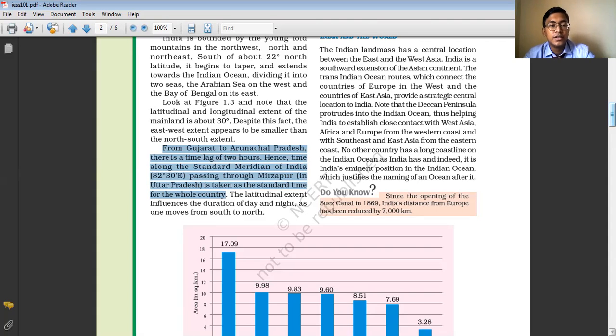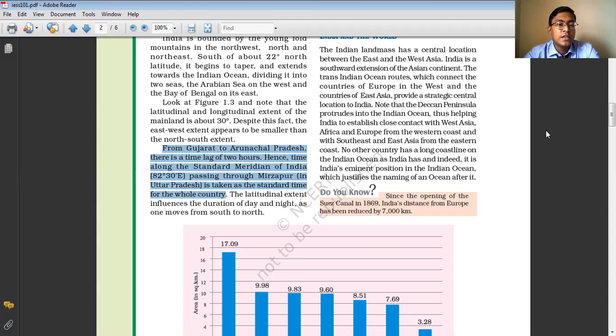And how does it happen actually? It happens because every country has its own standard time, and this standard time is determined according to the standard meridian. In our country, 82 degree 30 minute east longitude has been selected as the standard meridian. As we have only one standard meridian, we have only one standard time, and this is the reason that throughout our country the watches show the same time. If you are in Lakshadweep, Ladakh, Andaman and Nicobar, Arunachal Pradesh or Gujarat, wherever you are in India, your watch will show the same time.